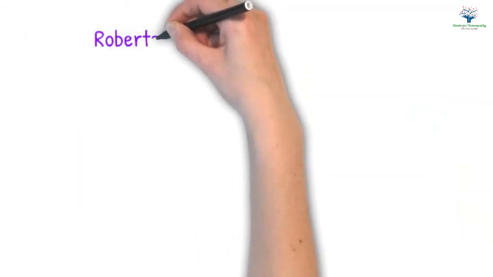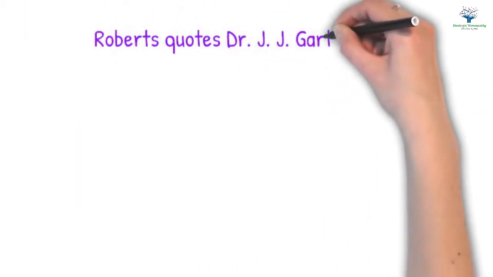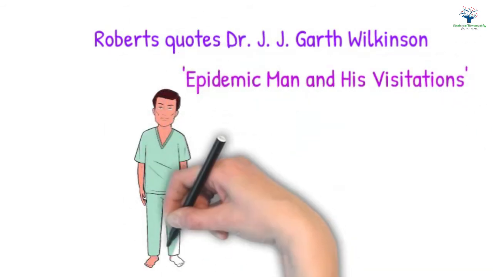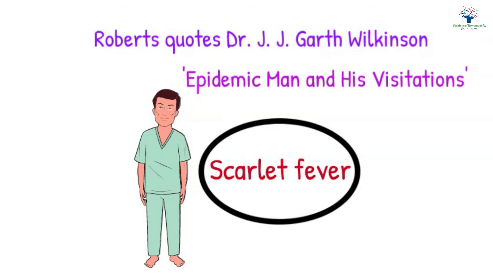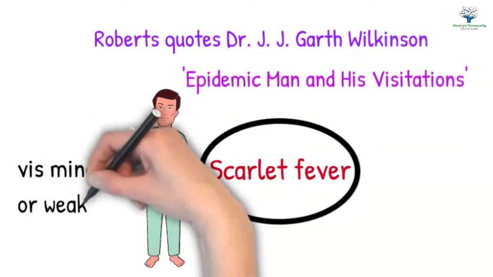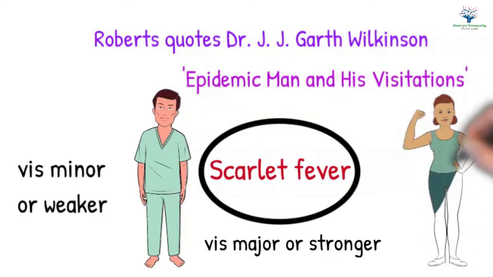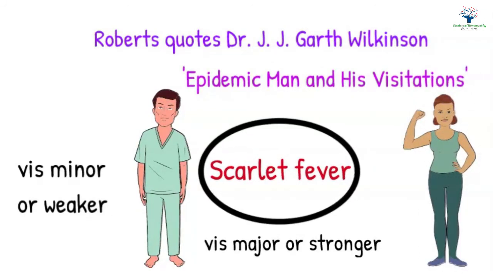To explain this further, Robert quotes Dr. J.J. Garth Wilkinson. In his writing Epidemic Man and His Vegetation, Dr. Wilkinson tells that suppose in the spread of scarlet fever, a man catches scarlet fever from another because the man is vis minor or weaker and the disease is vis major or stronger, whereas his neighbor is not attacked with scarlet fever as he is stronger. So here it can be said that the first person caught the disease mainly as he is weaker, not just due to the infecting agent. It was the vacuum in him which attracted the disease.